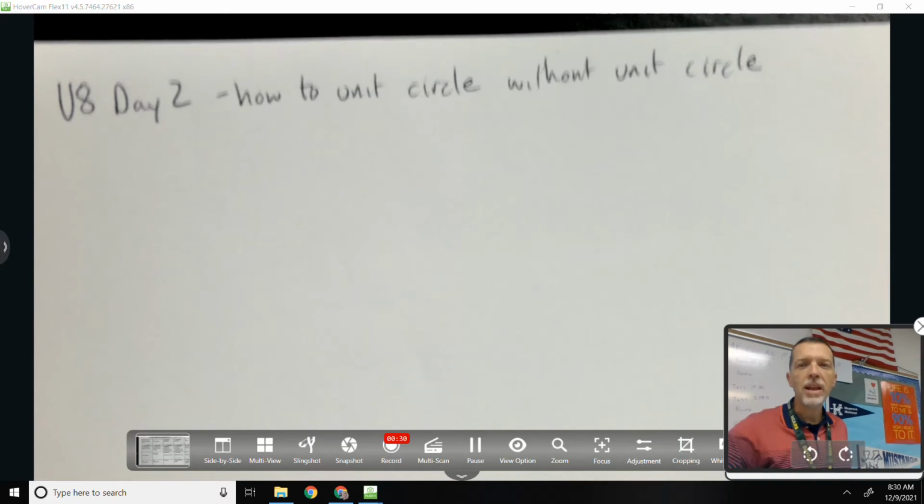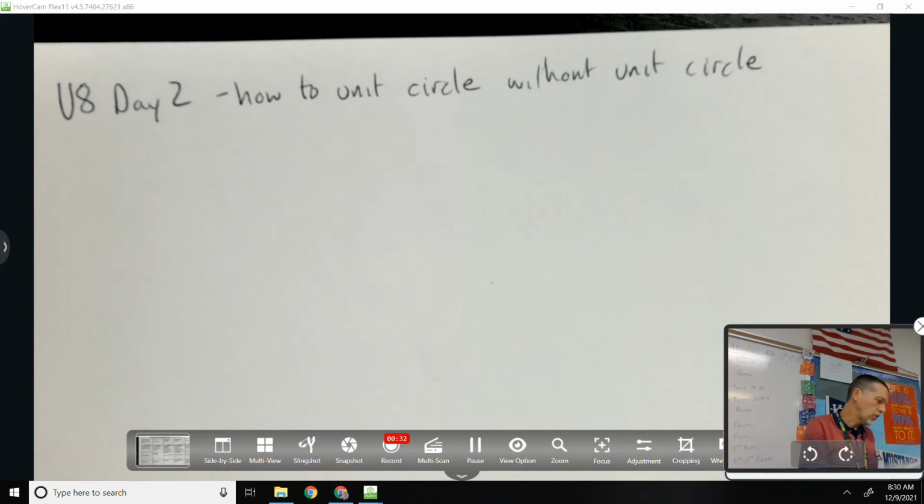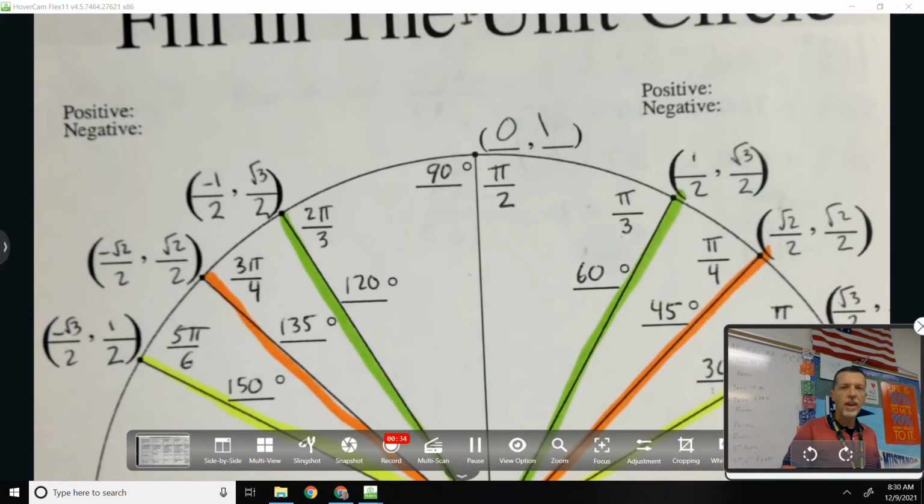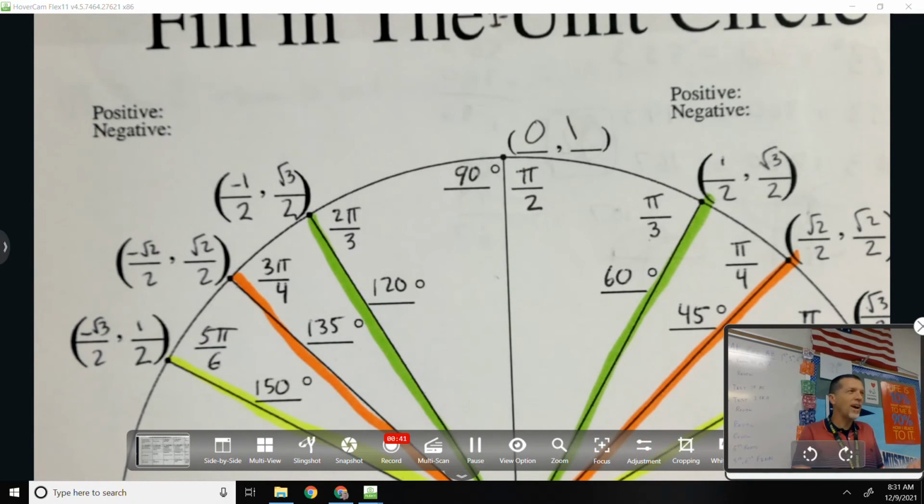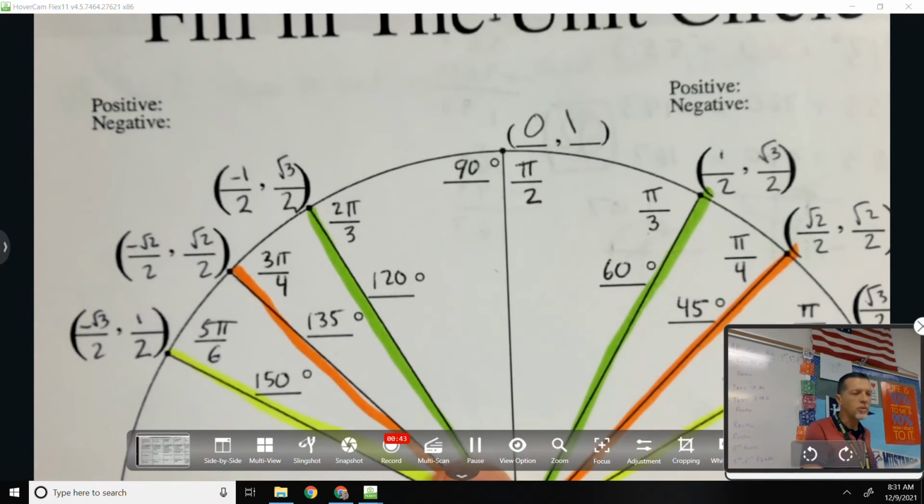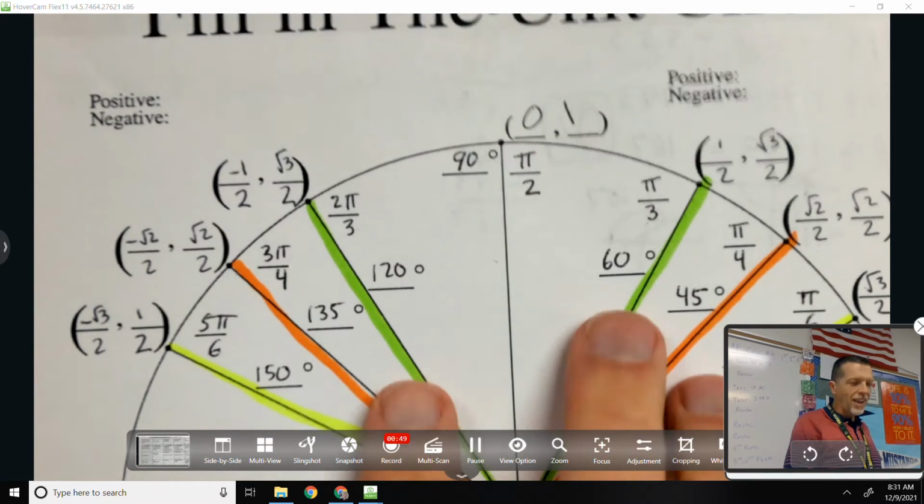What does that even mean? How to solve these problems without having to draw out the whole thing, right? Like yesterday, you probably just sat there with this thing next to you and answered the question. And that's fine. That's what it was designed to do, to get you familiar with the unit circle. But the further we go into next semester, we're going to just be sporadically asking these questions.